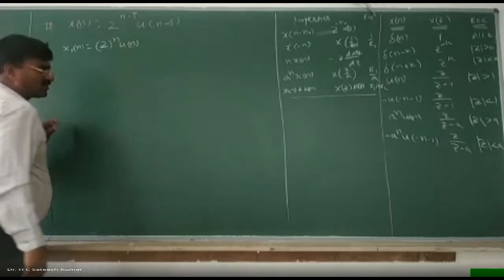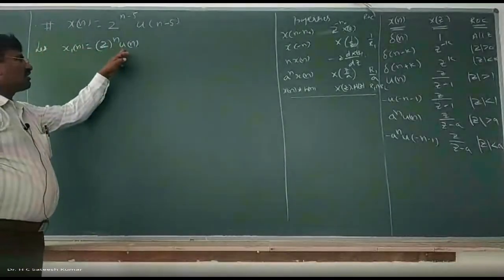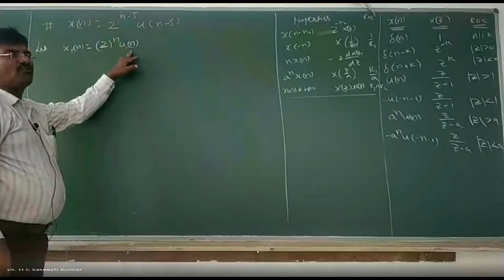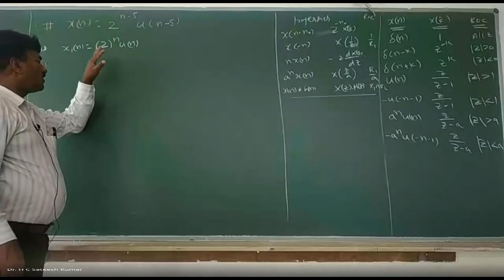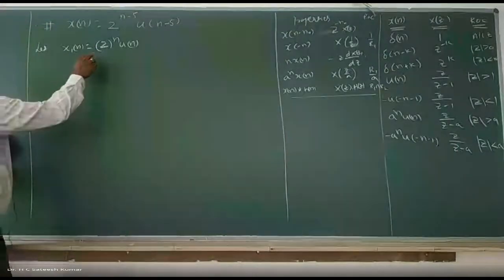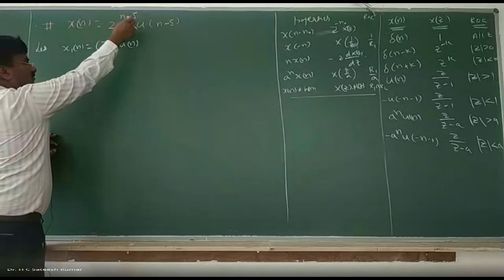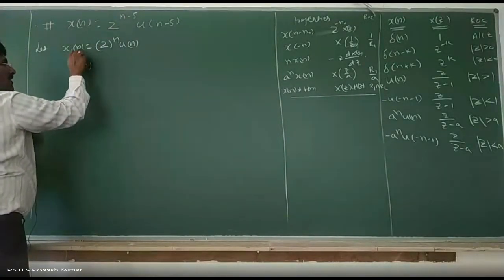We should go for a substitution in such a fashion that we should know the z transformation of that substitution. If I am taking x1 of n as 2 to the power of n into u of n, you know the z transformation of it. Only such kinds of formats you should use. And if you want to get this one, what you should do? You'll have to replace n by n minus 5. Therefore, x of n is nothing but x1 of n with n replaced by n minus 5.